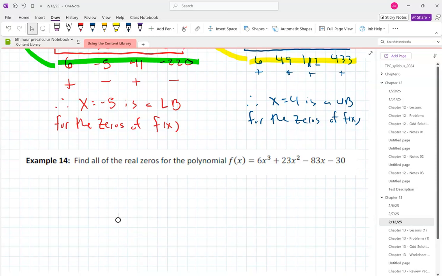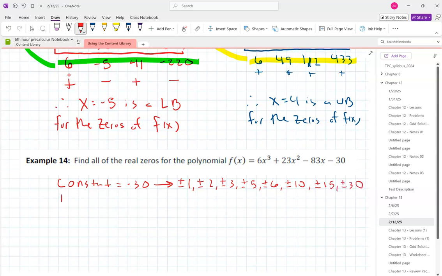All right. So we want to find all the real zeros for this polynomial f of x. I'm going to start by making my PQ list. So my constant term is -30. Factors for -30 are a whole mess of them. And then my leading coefficient is 6. My factors of 6, again, that's kind of a lot for such a small number.